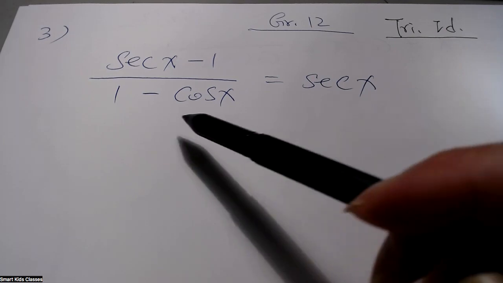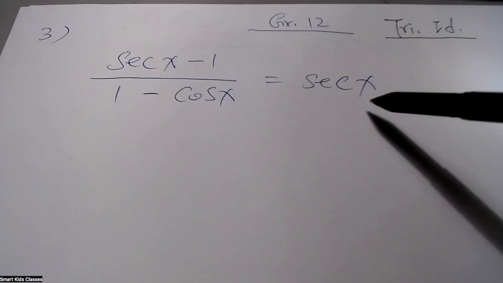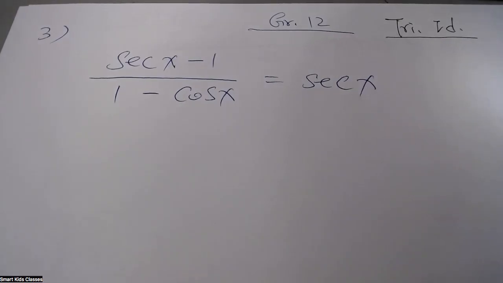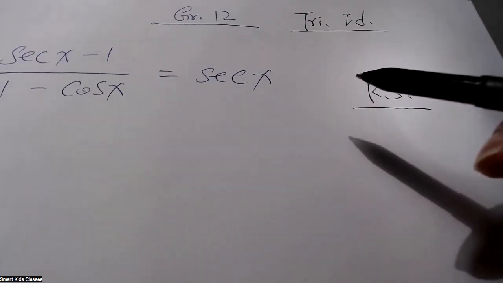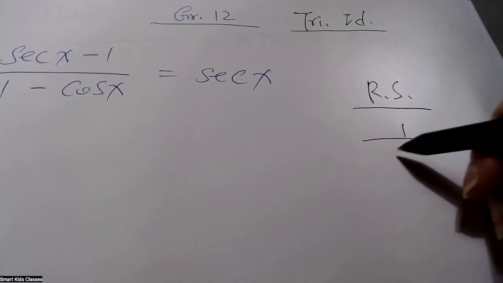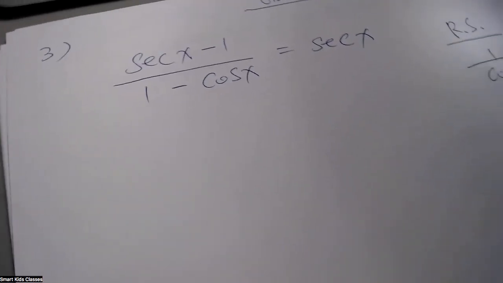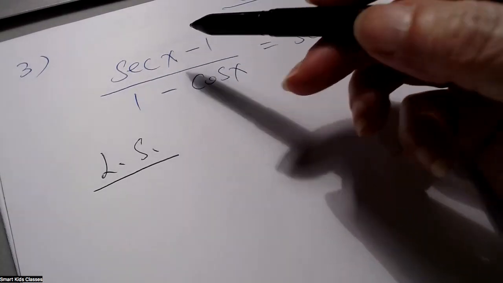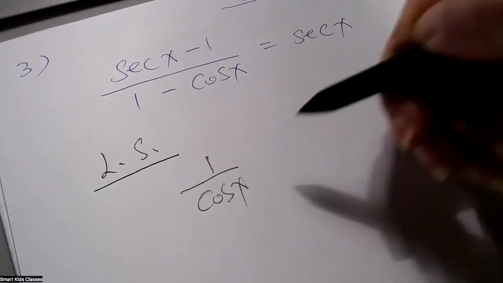So we have secant x minus 1 over 1 minus cosine x. So we're going to solve the left side first. Secant x is equal to 1 over cosine x. So now we're going to work on the left side. The secant x, we're going to write it as a fraction, 1 over cosine x.